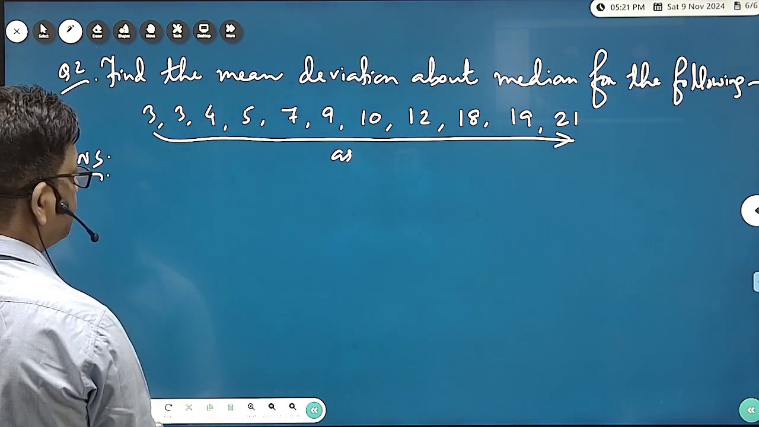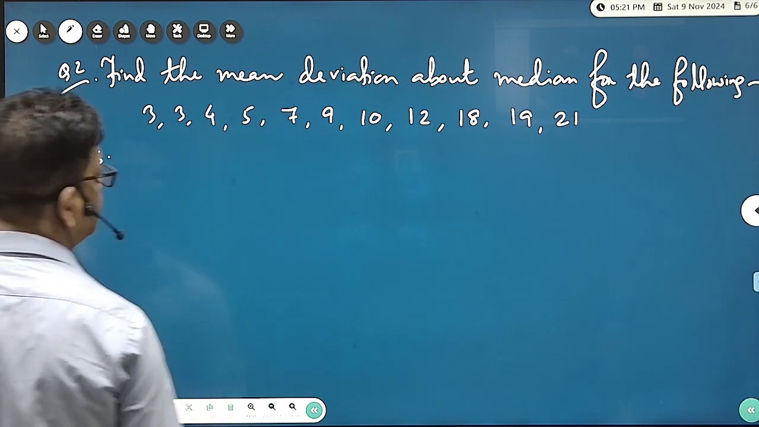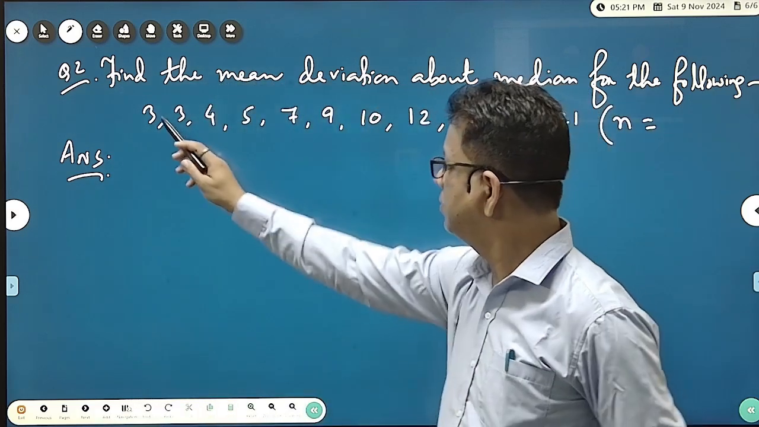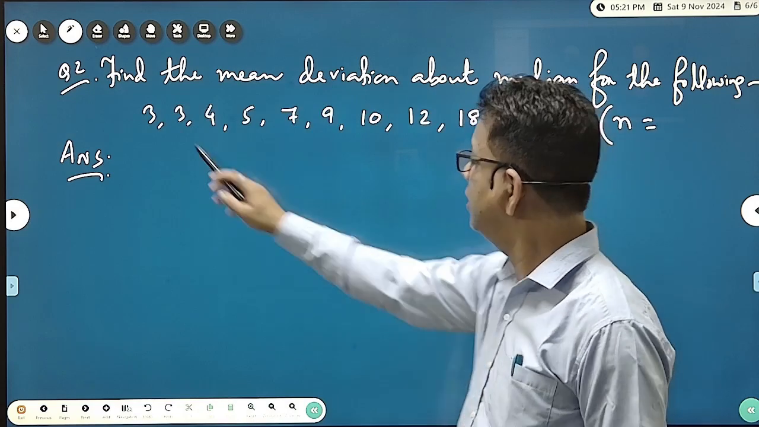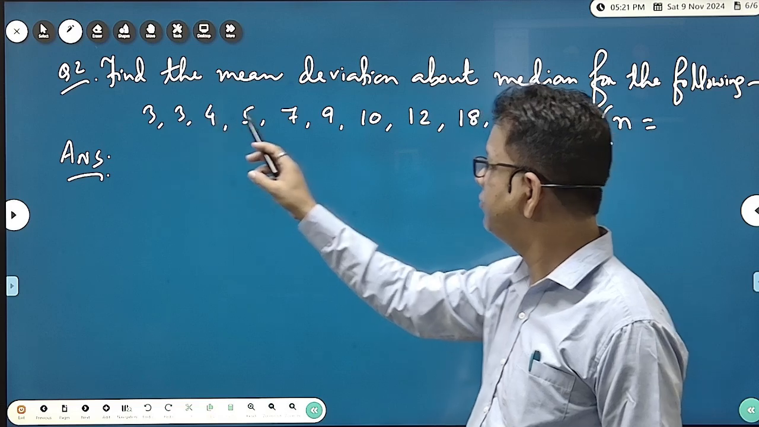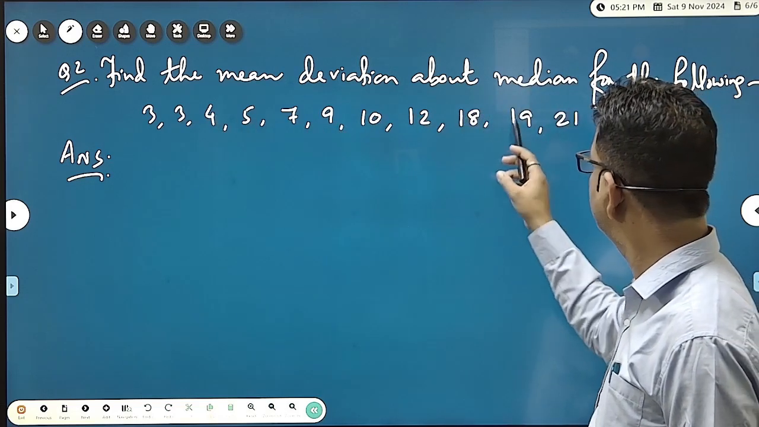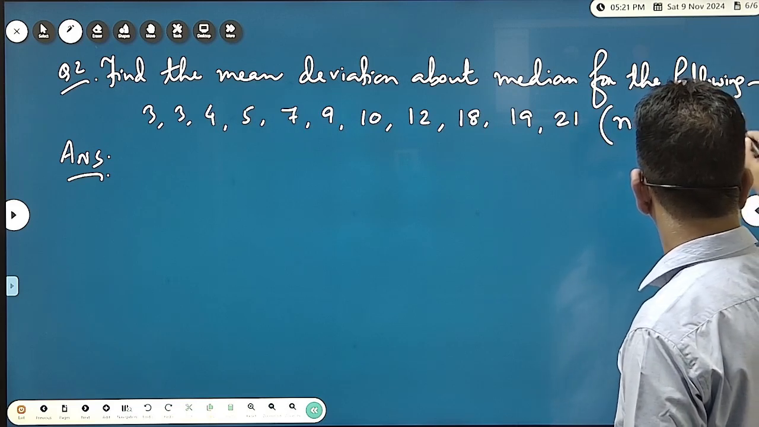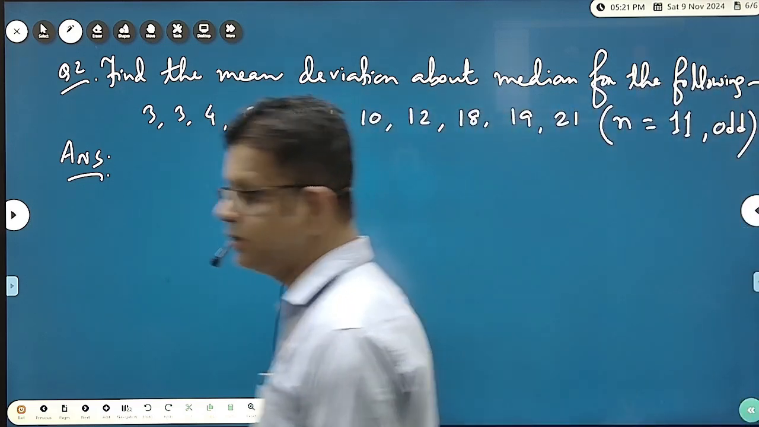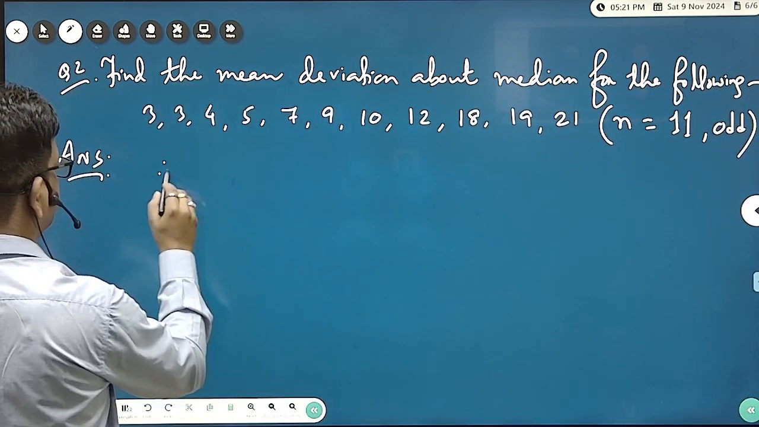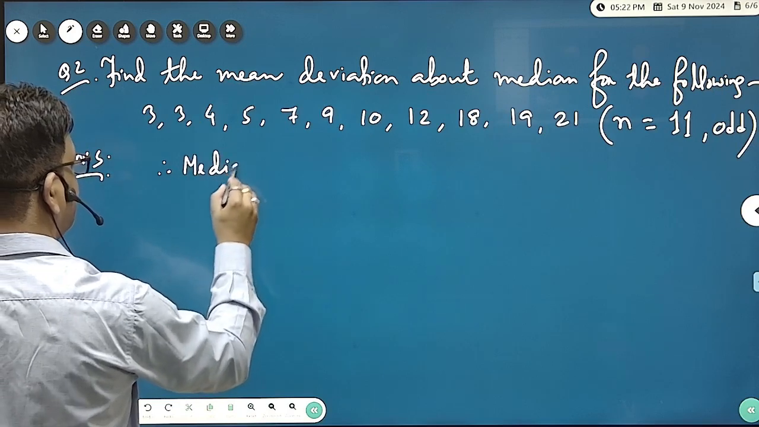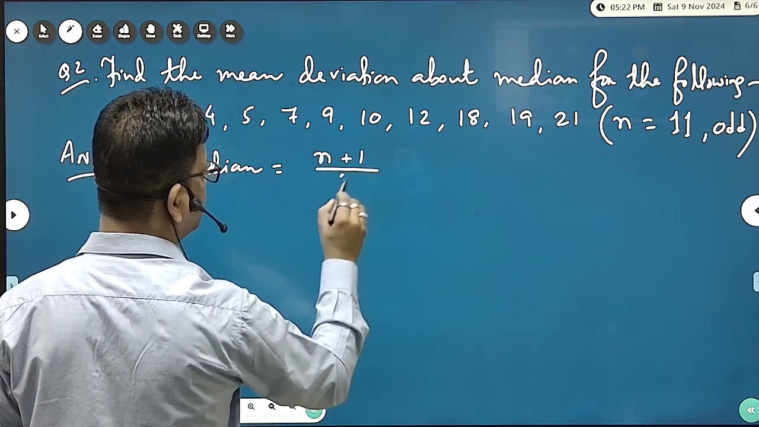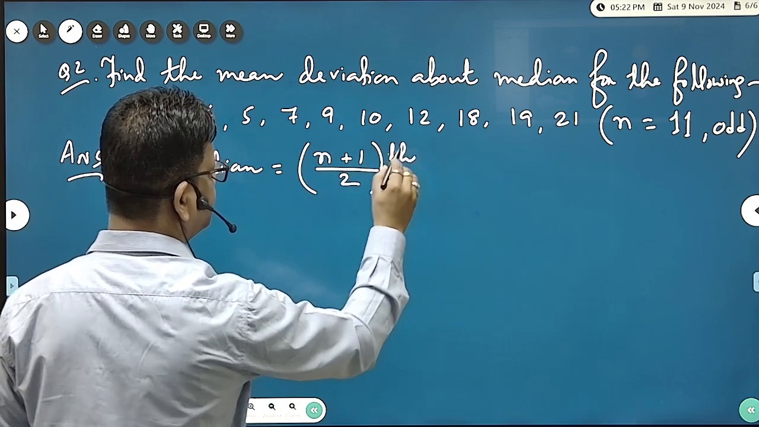So what you have to do, you remember? We just have to count how many observations there are, in total how many numbers. So I'm just writing there itself, okay? How many are there? 1, 2, 3, 4, 5, 6, 7, 8, 9, 10, 11 numbers. And this 11 is odd. I explained this before, right? Now if it is odd, the median is the (n plus 1) by 2 th observation. This is the formula.